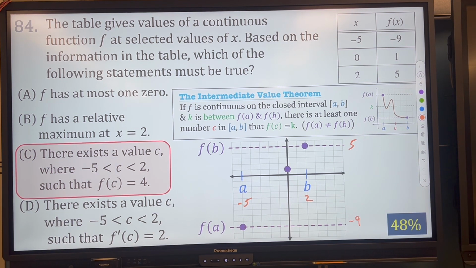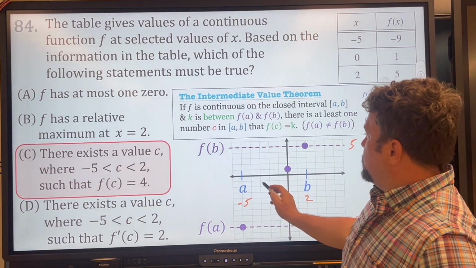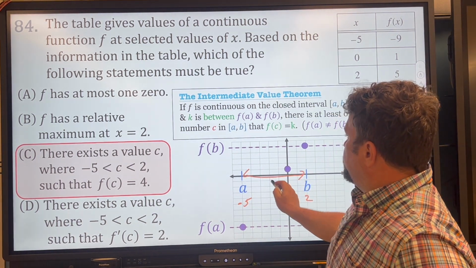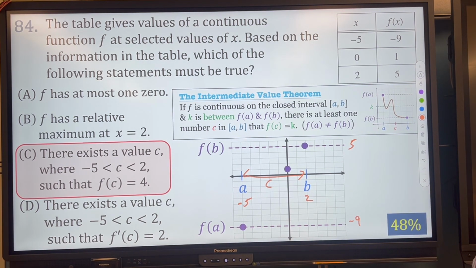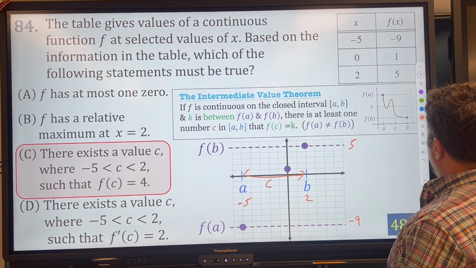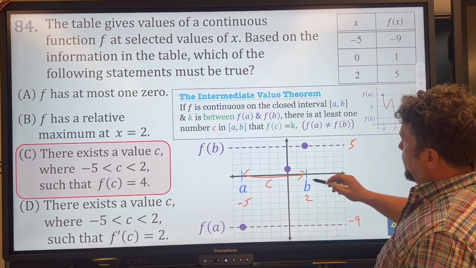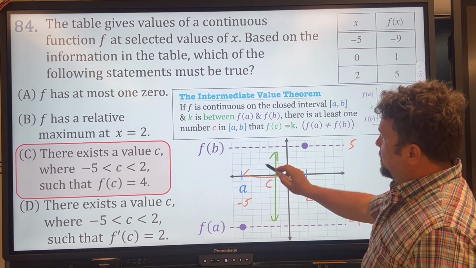So your answer actually is c. There's a value c between -5 and 2. So there has to be a c in here, all right, where the answer is going to be 4. Where f of c is 4. And f of c being 4 means one of these values here has to be 4.